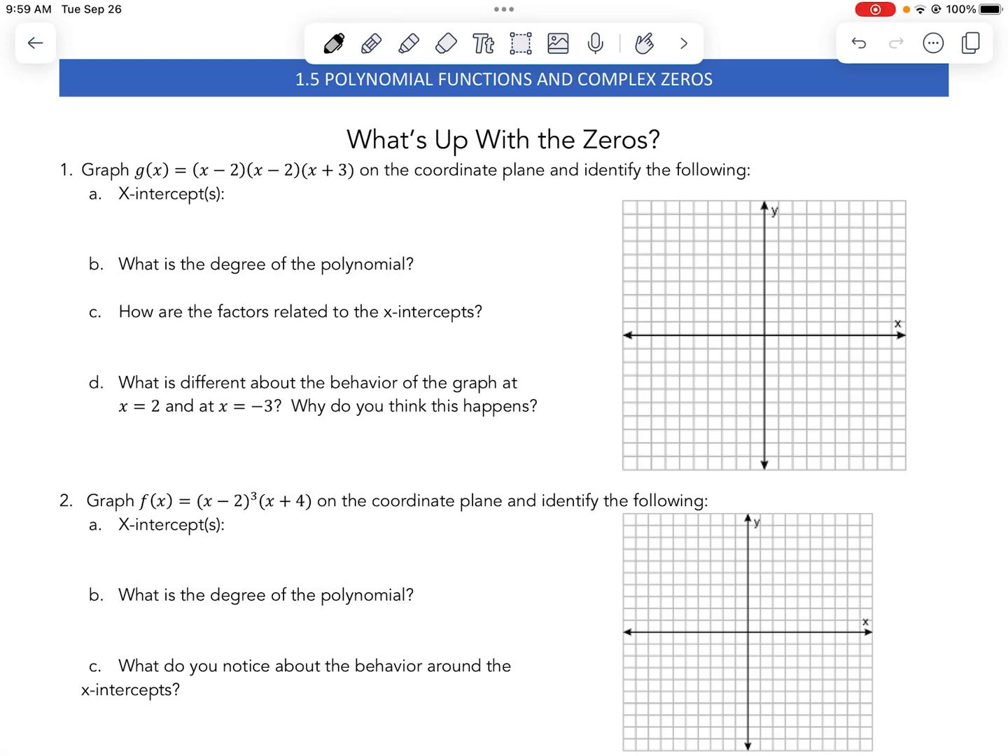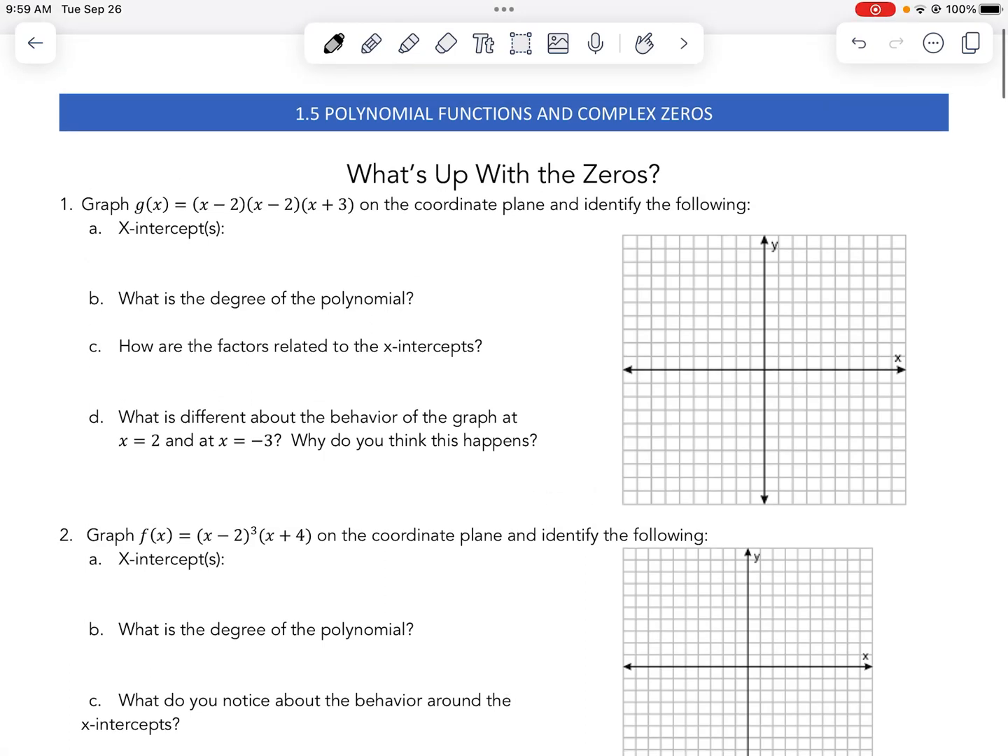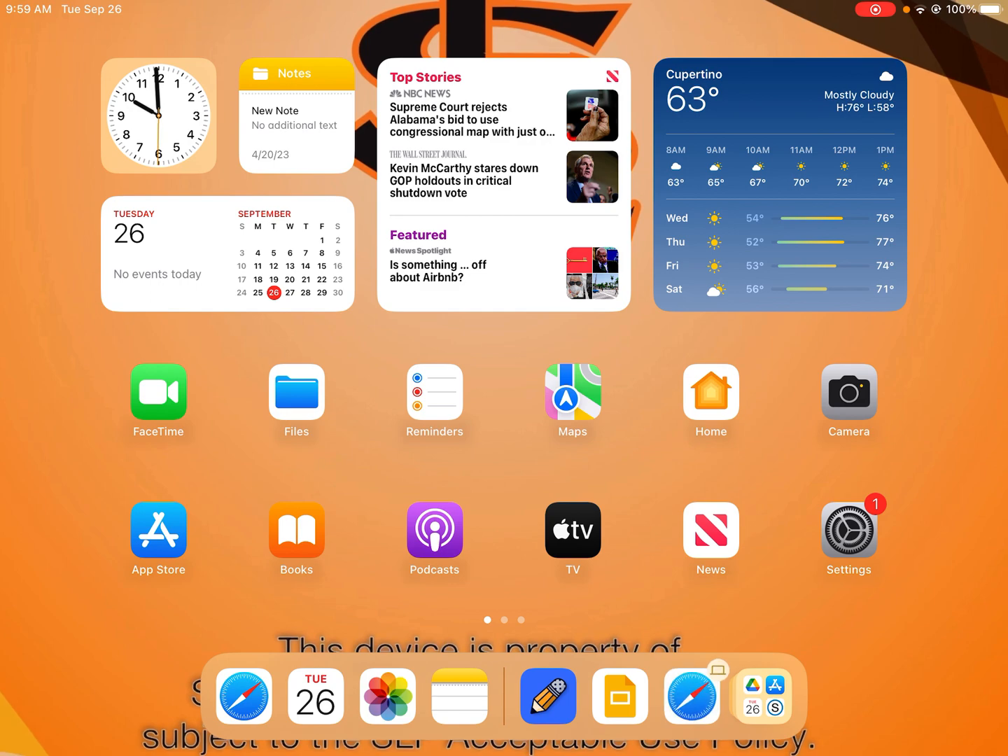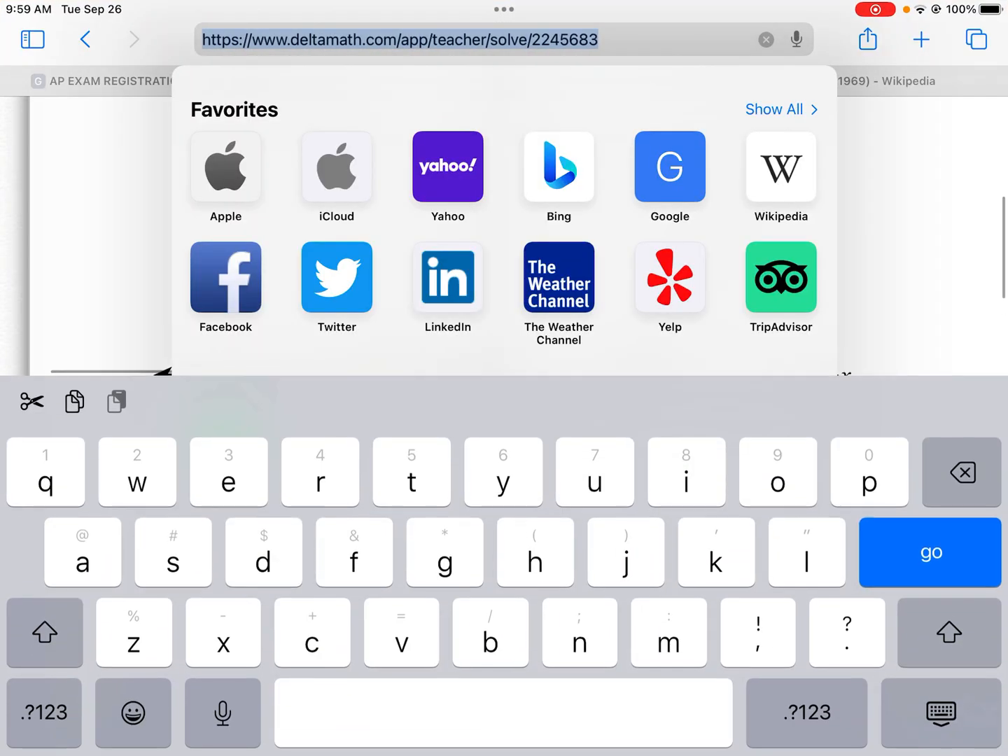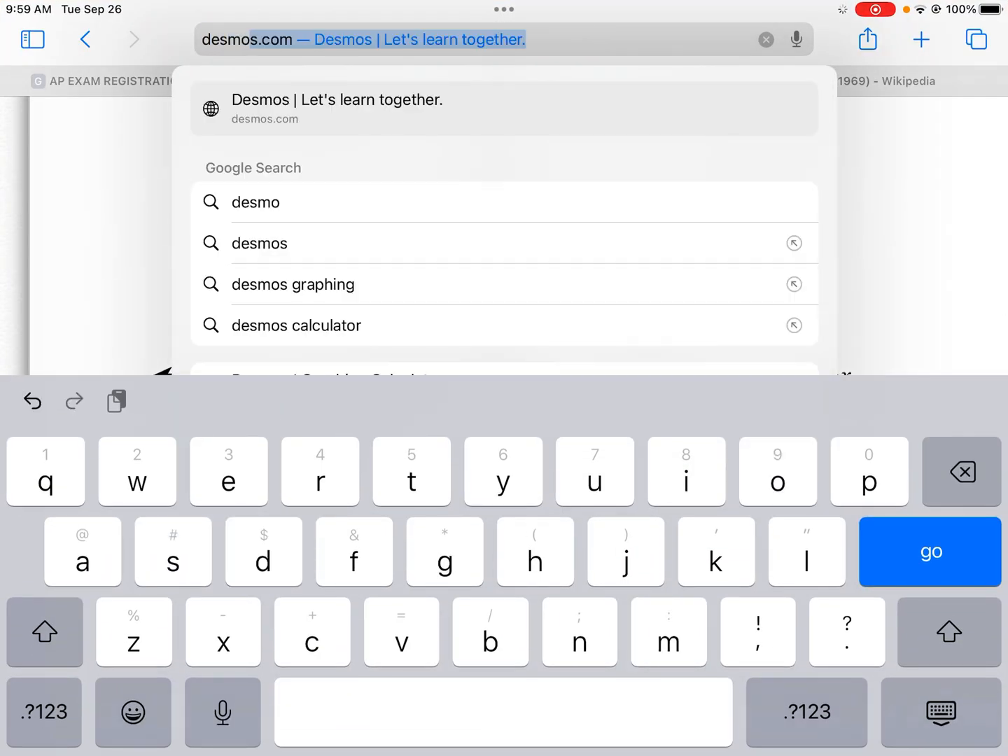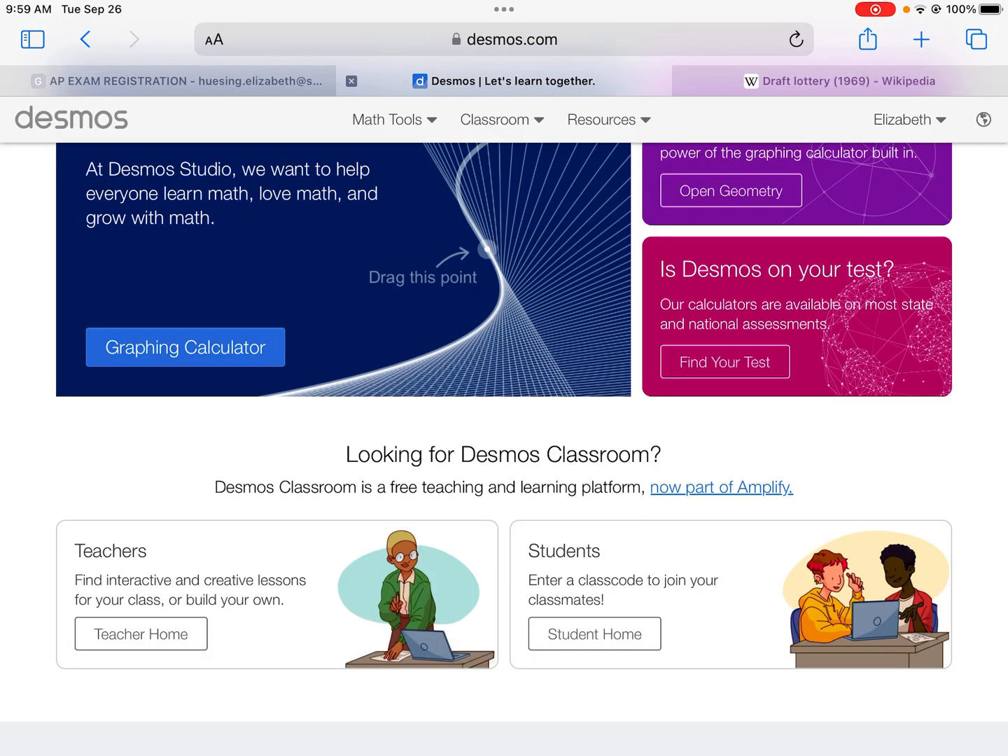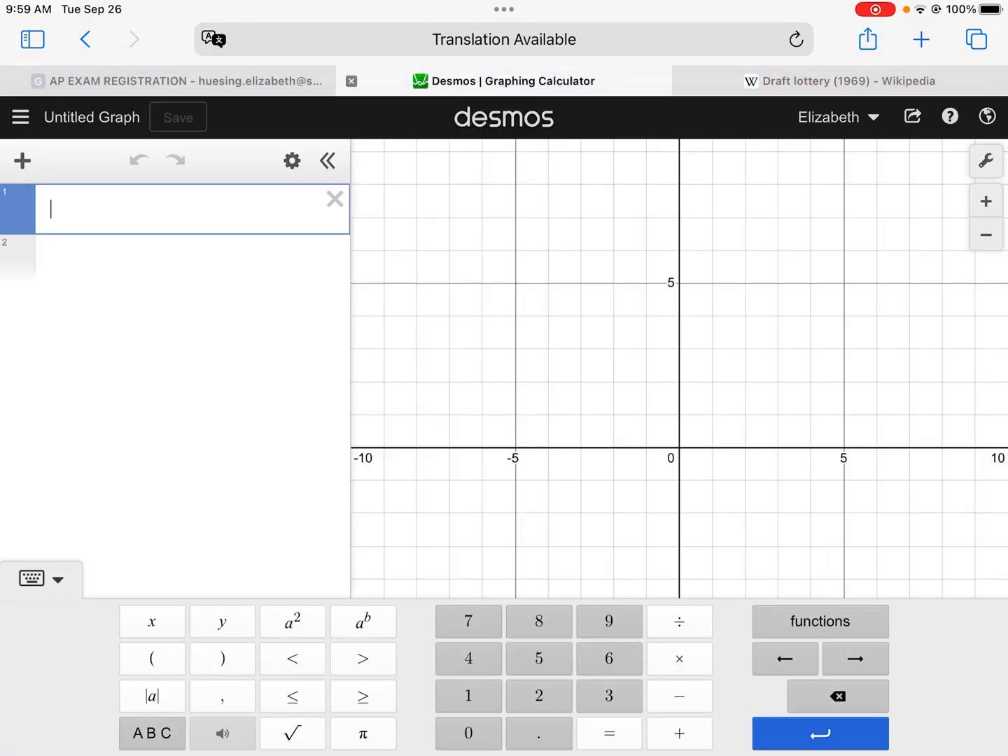So today we're going to start taking a look at 1.5 polynomial functions and complex zeros. So the first thing that we're asked to do is graph this on the coordinate plane and identify the following. I don't have the TI-Nspire calculator on here, so I'm just going to go to Desmos and graph this. You can try graphing on your calculator, otherwise Desmos is fine for today.